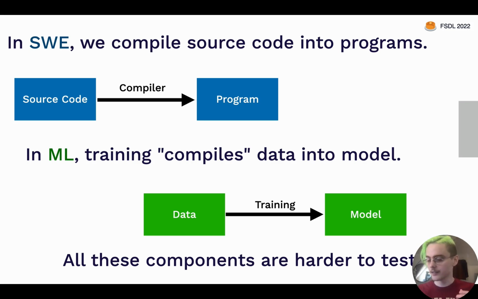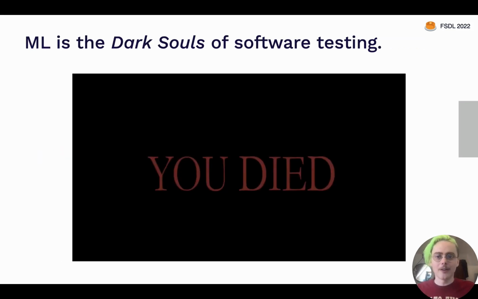Data is heavier and more inscrutable than source code. Training is more complex, less well-defined, and less mature than compilation. And models have worse tools for debugging and inspection than compiled programs. So this means that ML is the Dark Souls of software testing.